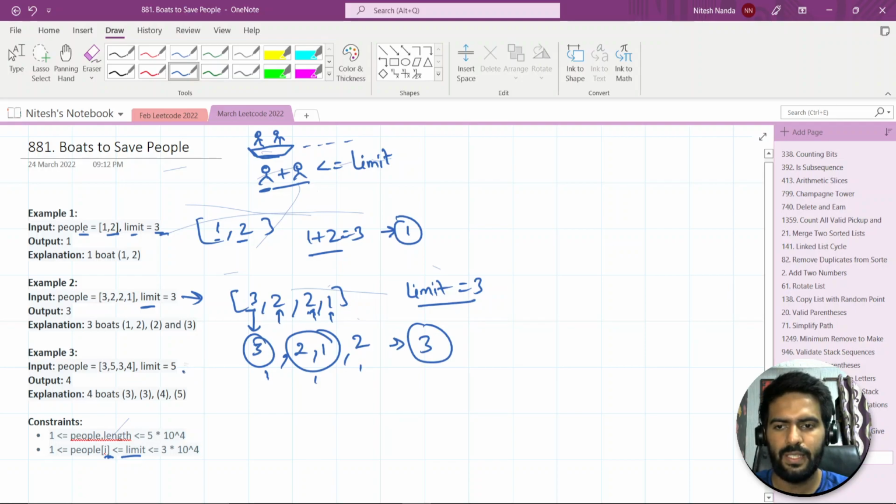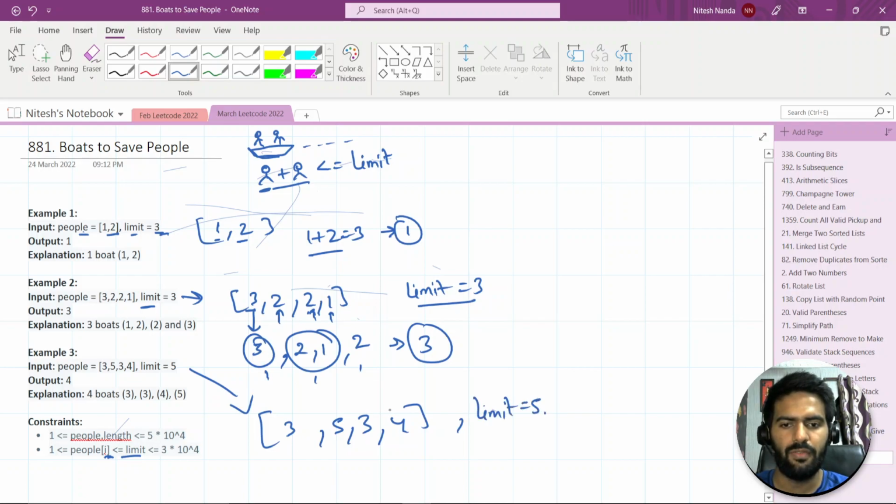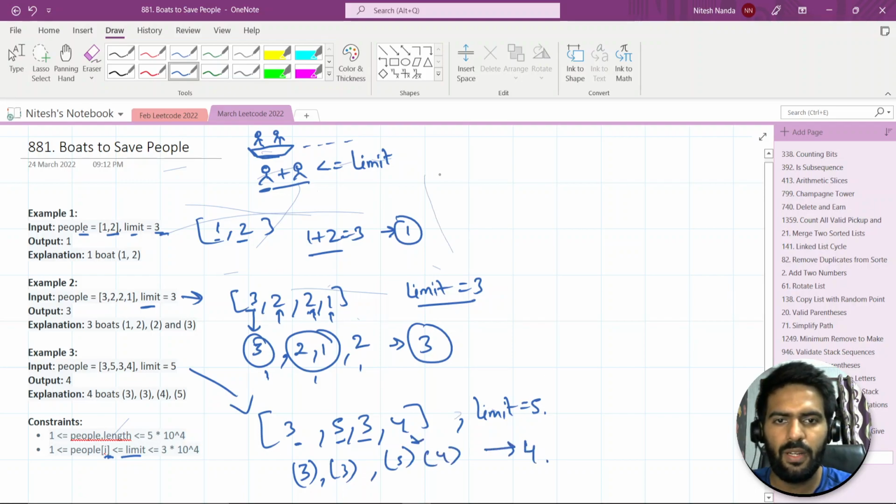Let's see another example. We have 3 5 3 4 and a limit of 5. We can't pair any of them, so 3 goes single, the other 3 also goes single, 5 goes single, and similarly 4 also. So for this case we require 4 boats. I hope the question is clear to you.